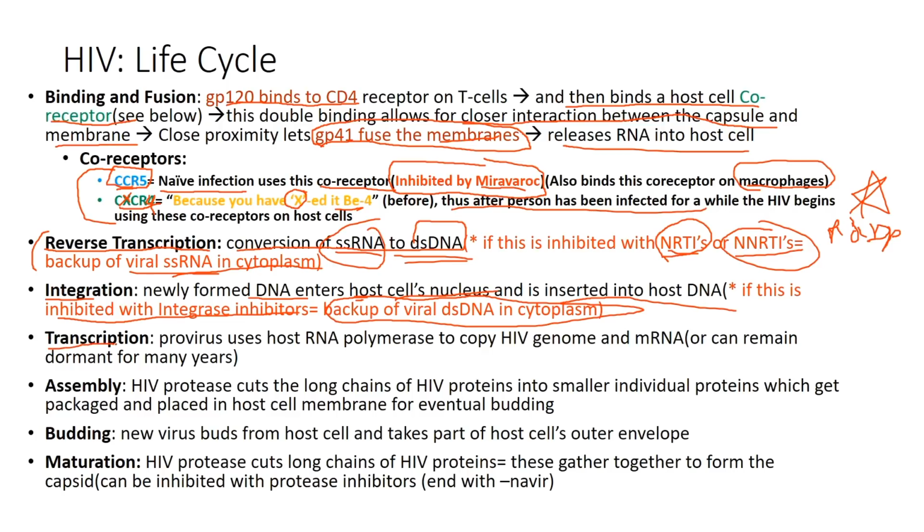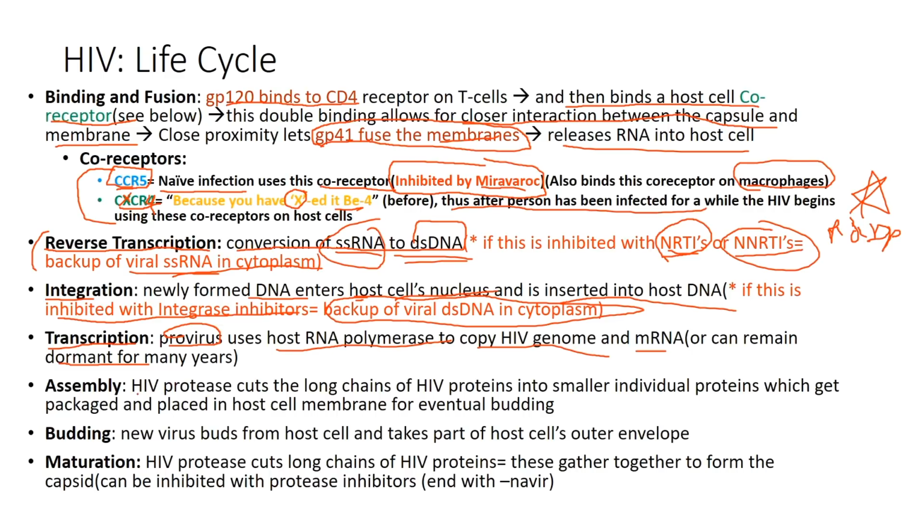And then next we have transcription. So we have a provirus. Once it's been integrated, we use the host RNA polymerase, and we copy the HIV genome into mRNA, and that helps us make those proteins. Remember that this can also remain dormant in there for many years, and so this is why this infection isn't always very rapid. Next is assembly.